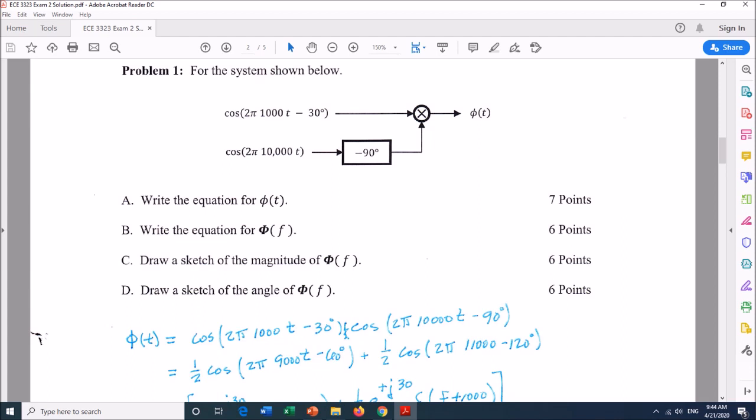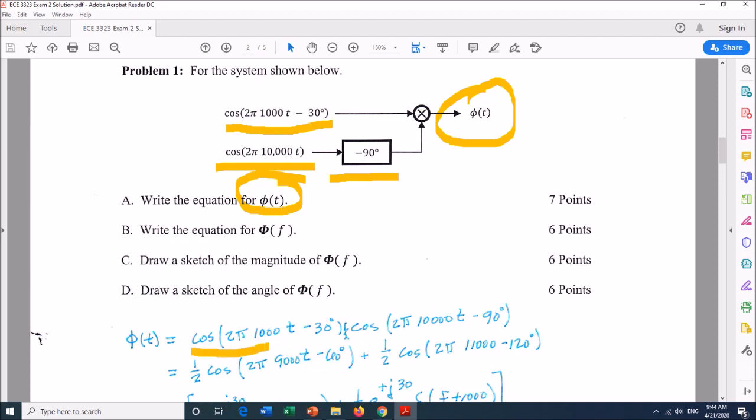We've got two cosines. The first cosine, 2 pi 1000t, frequency 1000, has a phase shift of minus 30 degrees. The second cosine has a frequency of 10,000, and we're applying a phase shift of minus 90 degrees. And the first question is, what is this time signal that is the result? We simply perform the multiplication.